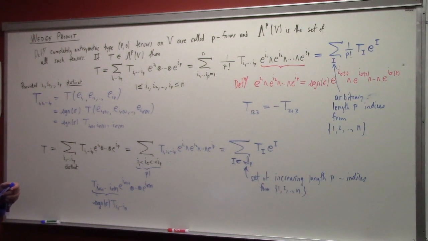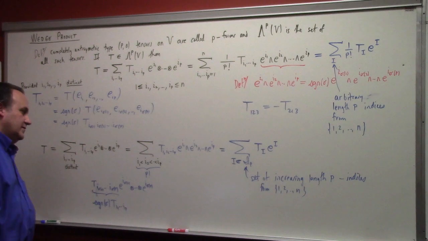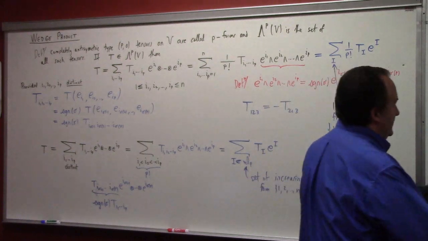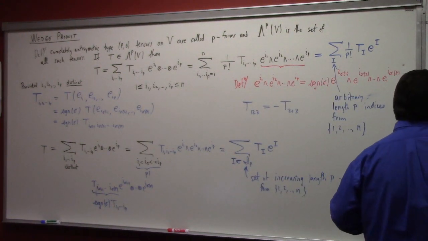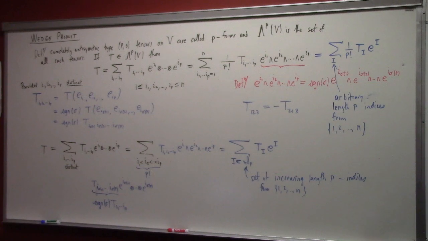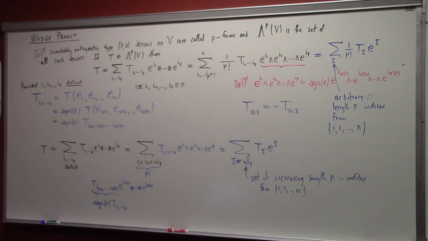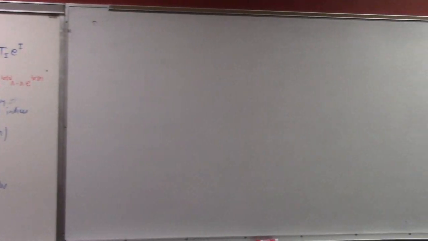Are we good? All right. So now that we have all this, we can define the wedge product. It's defined as follows, and we'll define it using the basis expansion to keep ourselves out of trouble.